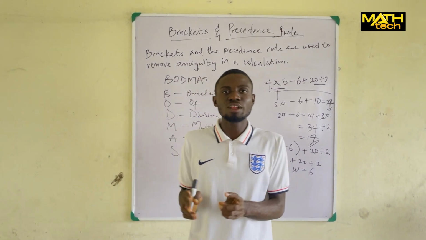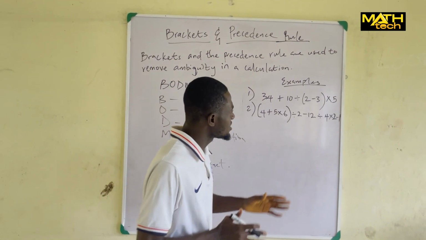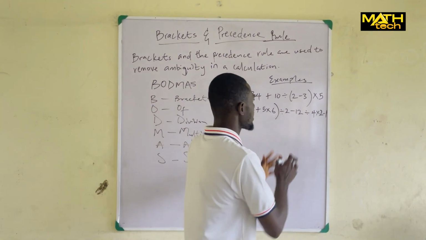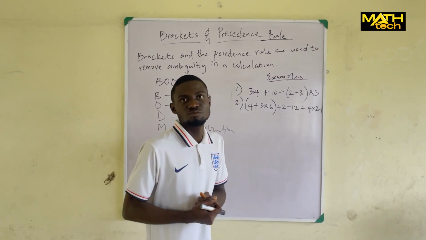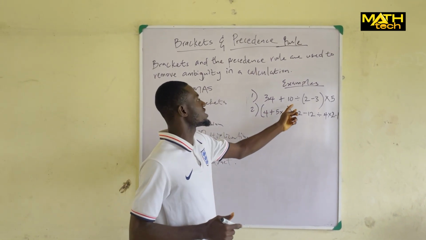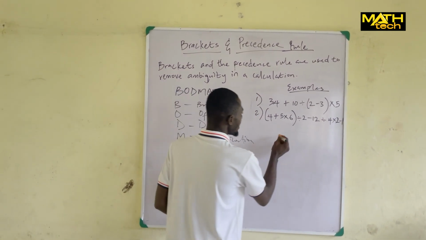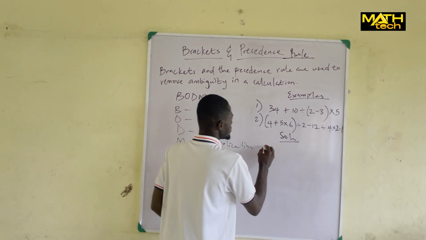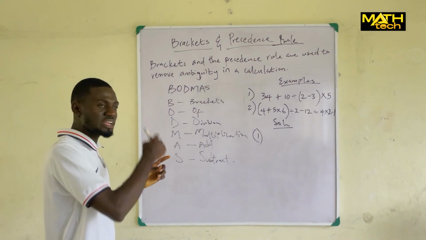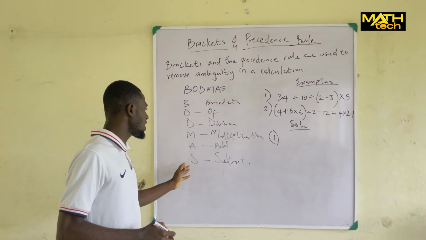So let me give you one quick example. Example 1, we are having 34 plus 10 divided by bracket 2 minus 3, bracket close, times 5. So let's use our brackets and precedence rule to get the correct result of this expression. Solution 1. Don't forget, I brought us to the idea of BODMAS: brackets, of, division, multiplication, addition, and subtraction.